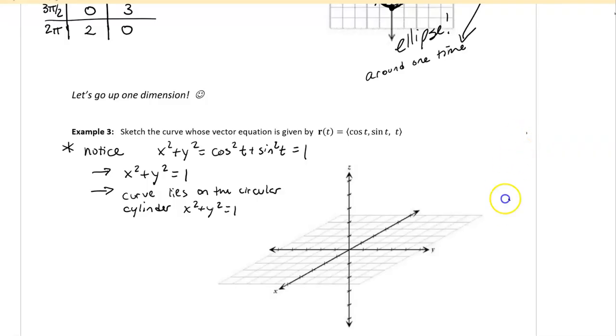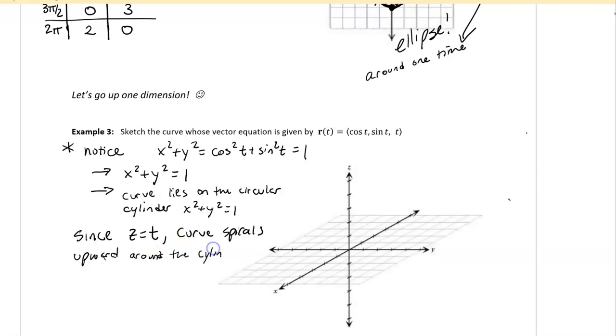Now, what does the curve look like, though? Since z equals t, our curve is going to spiral. So our curve spirals upward around the cylinder as t increases.